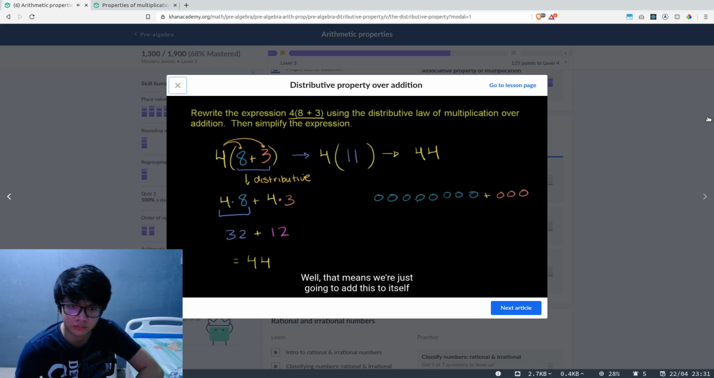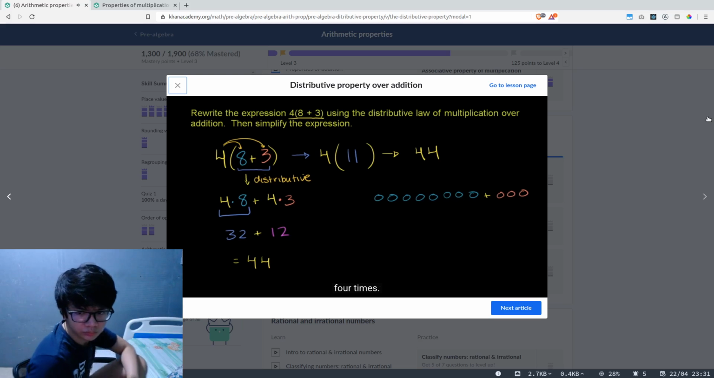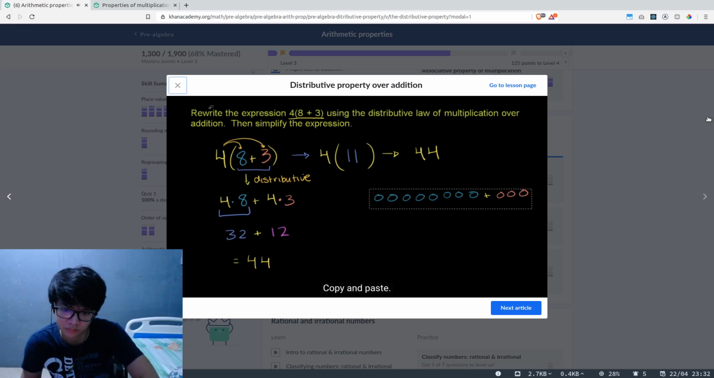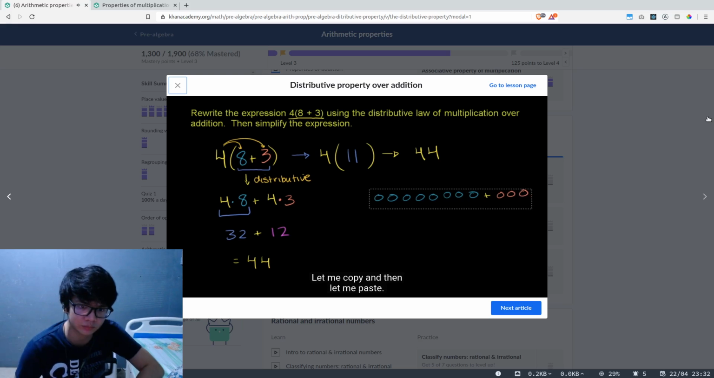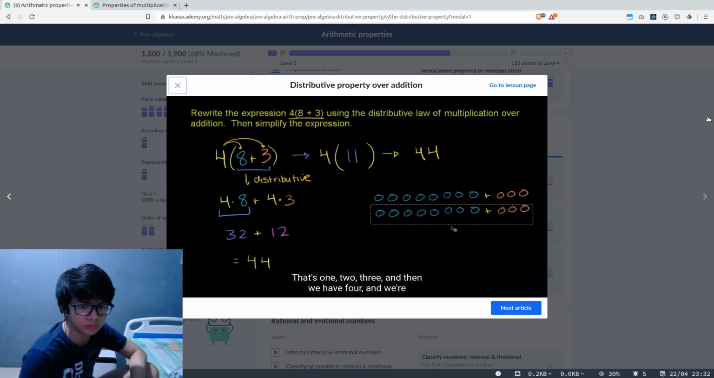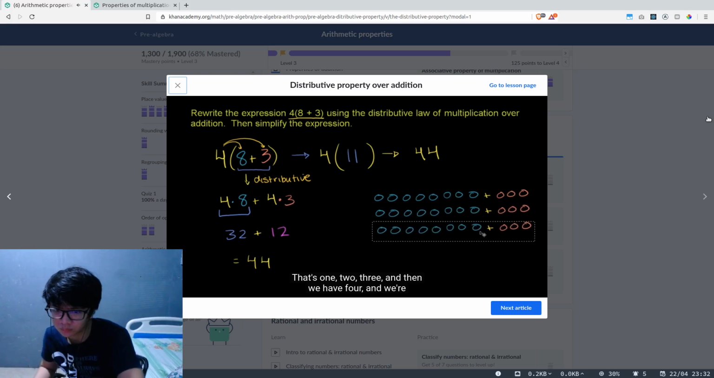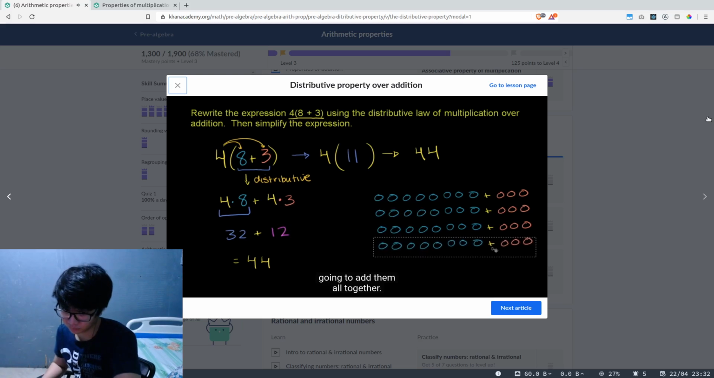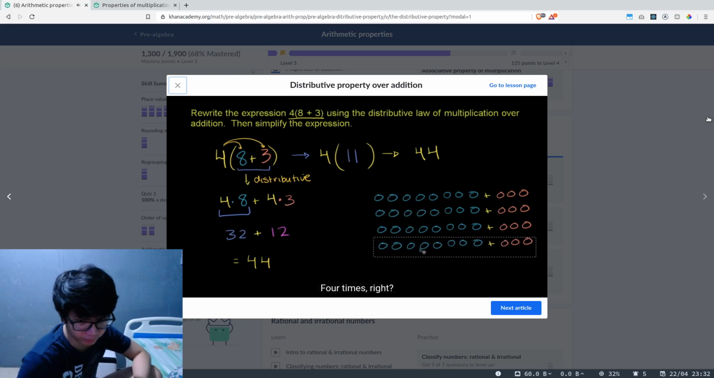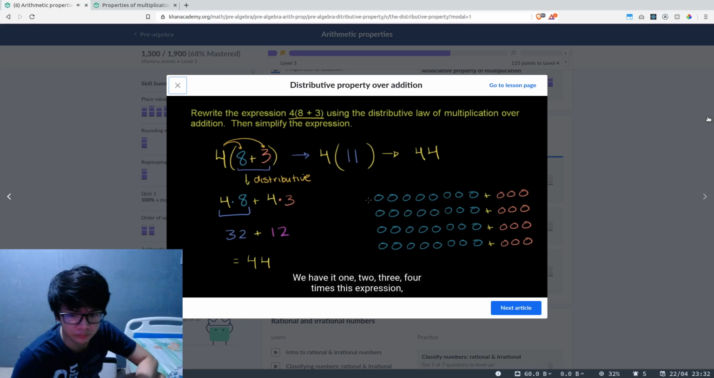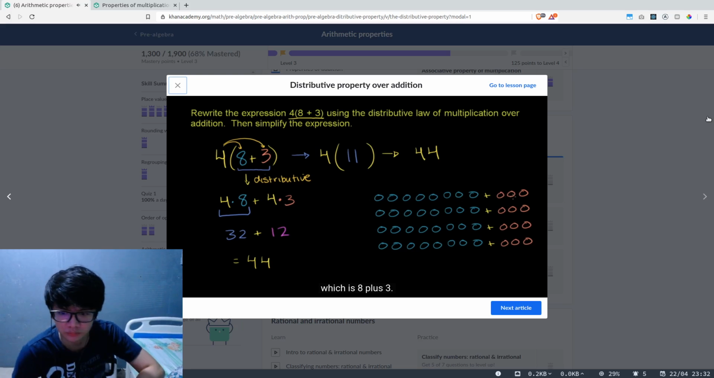Well, that means we're just going to add this to itself 4 times. So let me do that with copy and paste. Let me copy, and then let me paste. There you go, that's 2. That's 1, 2, 3. And then we have 4. And we're going to add them all together. So this is literally 4 times, right? Let me go back to the drawing tool. We have it 1, 2, 3, 4 times this expression, which is 8 plus 3.